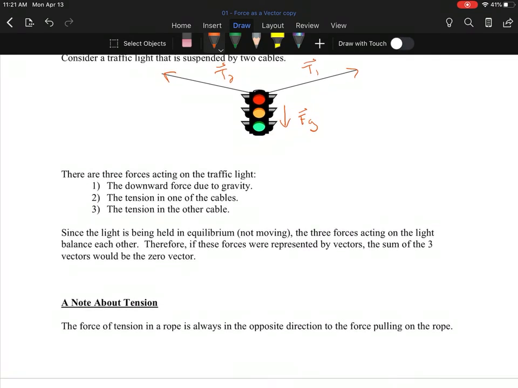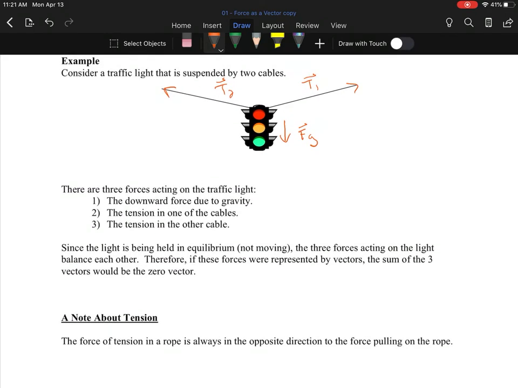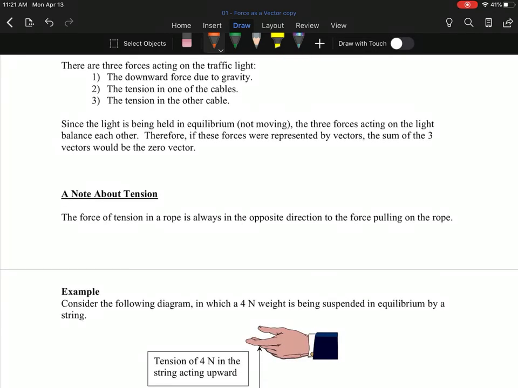And a note about tension: the force of tension in the rope is always the opposite direction to the force pulling on the rope. So here, the force of tension in the rope is the opposite direction of the force pulling on the rope. The force here is pulling this way towards the lamp, so the tension's pulling that way, outwards.